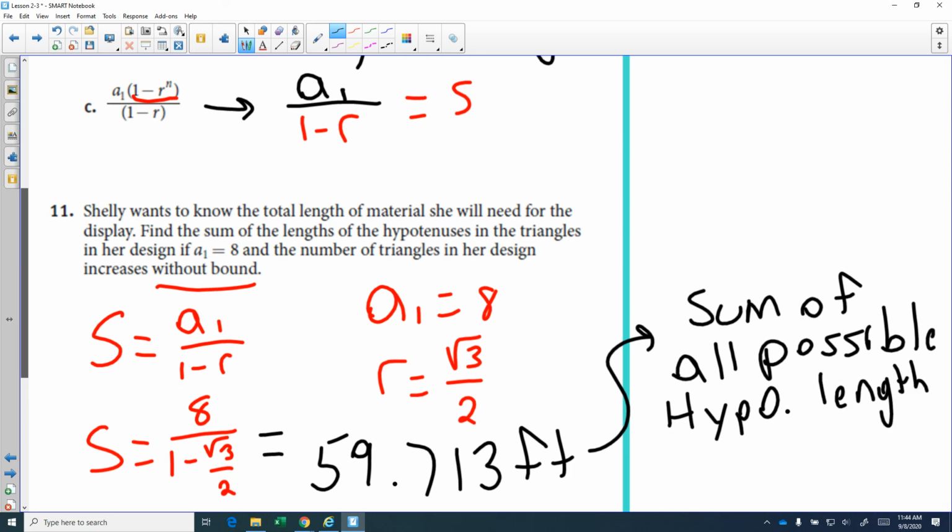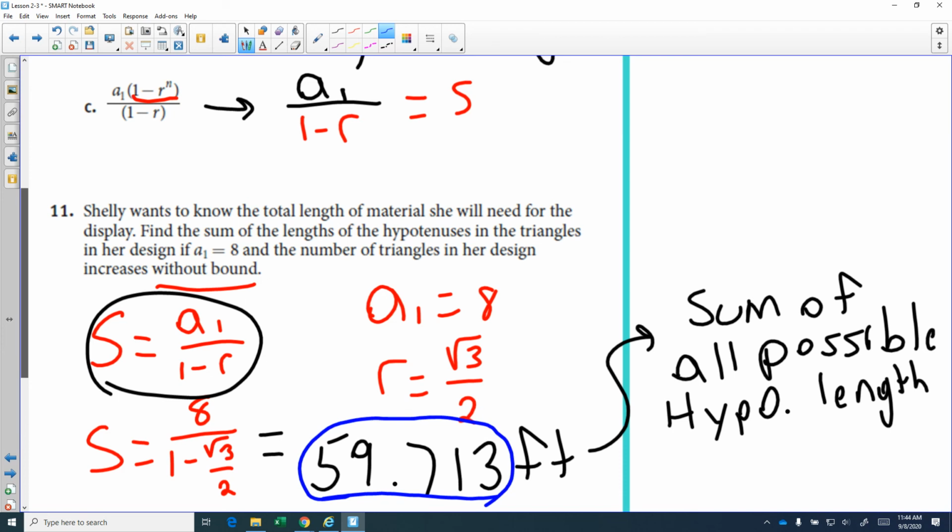In past lessons, we would always find a partial sum. I'd always ask, what's the sum of the first 8 triangles, or the first 10 triangles? In this lesson, the infinite series does all possible. Even though there's no ending to these triangles and you could keep going forever, at some point the hypotenuse length is so insignificant that it doesn't affect your final answer. So we can assume this is the sum of all the hypotenuses put together.